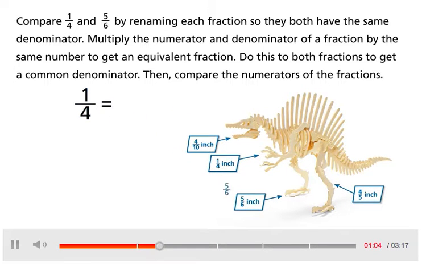Compare 1/4 and 5/6 by renaming each fraction so they both have the same denominator. Multiply the numerator and denominator of a fraction by the same number to get an equivalent fraction. Do this to both fractions to get a common denominator. Then compare the numerators of the fractions.